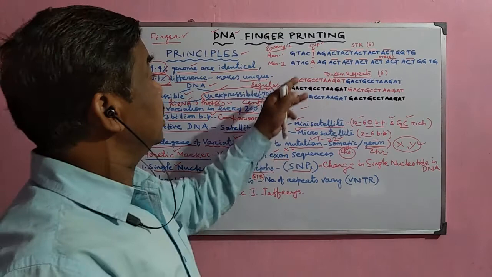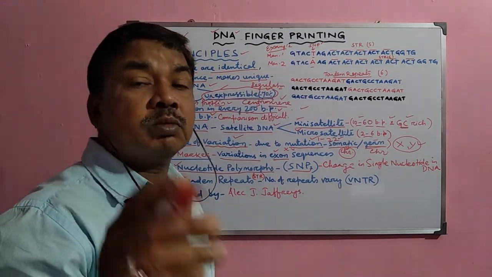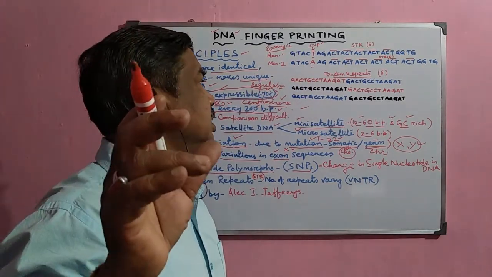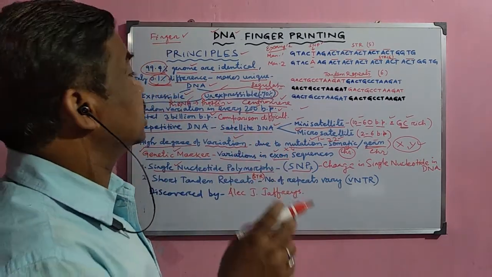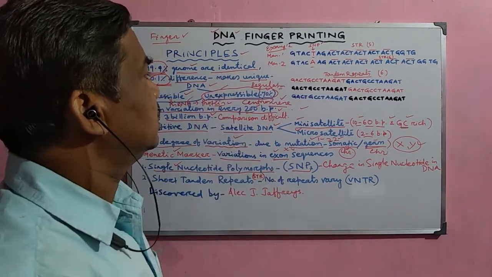This type of SNP is observed in the nucleotide chain. So that is why it is also used as a genetic marker for the identification of the individual.